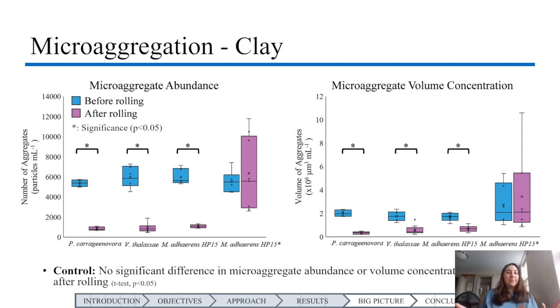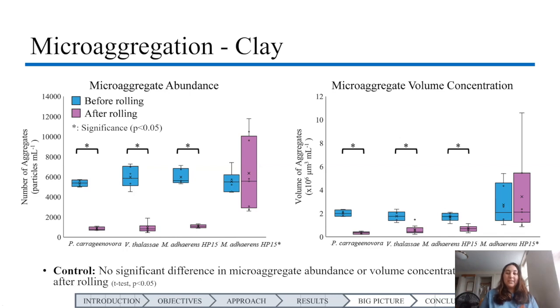This is all important information on macroaggregates, but what about the microaggregates? In terms of microaggregates, none of the control tanks had a significant difference in microaggregate abundance or volume before or after rolling, and so the graphs were not shown here. On the left is a graph of microaggregate abundance, wherein the number of particles per milliliter was measured, and on the right is the microaggregate volume concentration, shown as 10 to the 6 micrometers cubed per milliliter. The before rolling results are coded blue and the after rolling is purple.